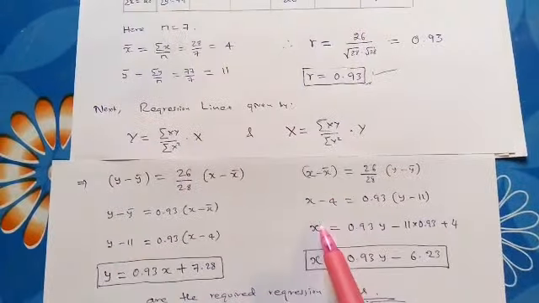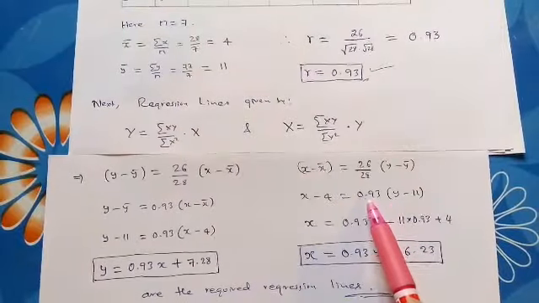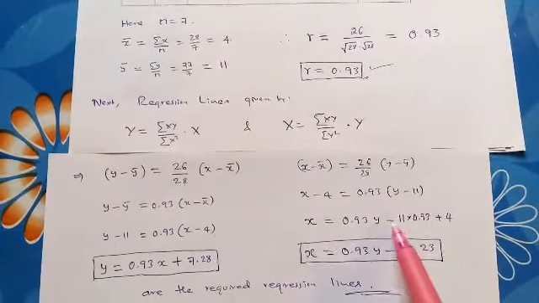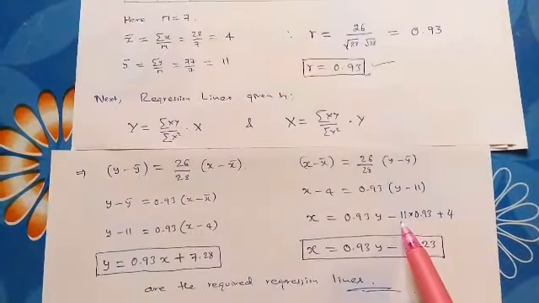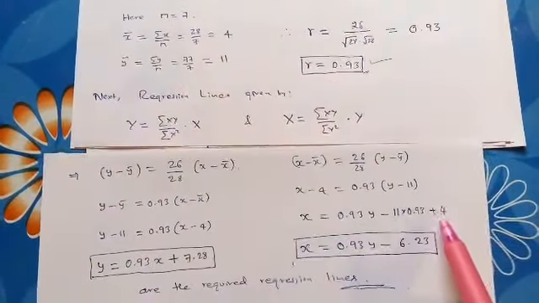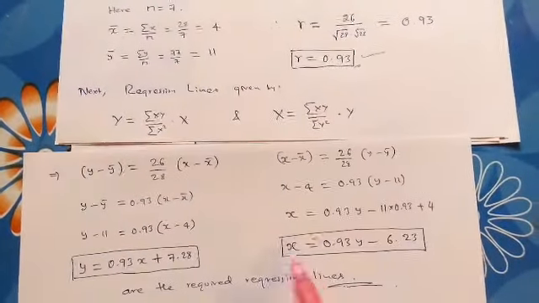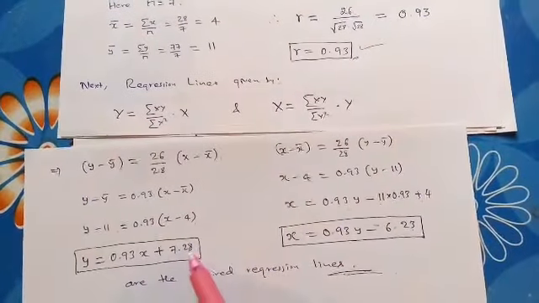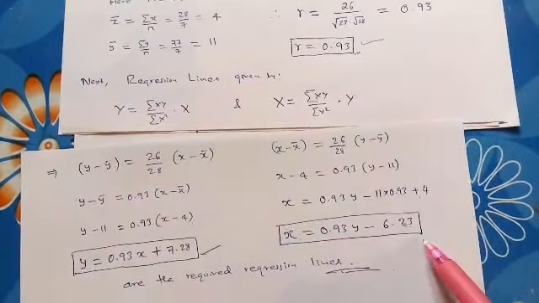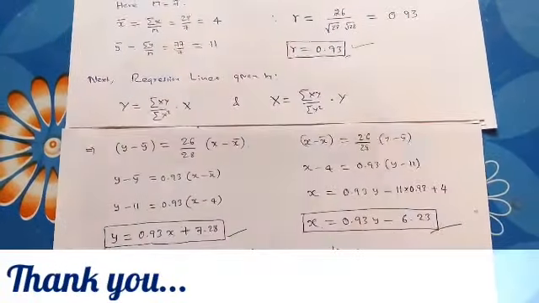Similarly here, keep x on the LHS and transfer minus 4 to the RHS. We get 0.93 into y minus 0.93 into 11. Here minus 4 transferred to the RHS becomes plus 4. So this value is 6.23. We get two equations, the equation of y on x and the equation of x on y. These two are the regression lines for the given data.